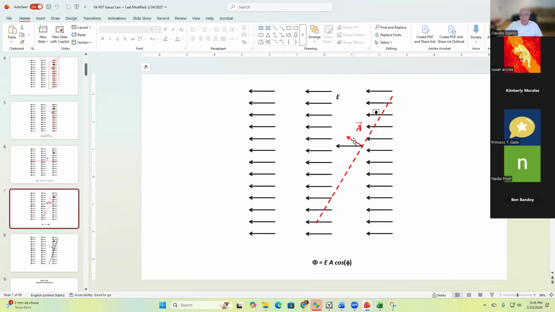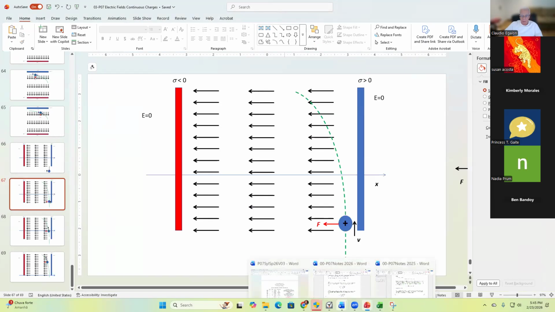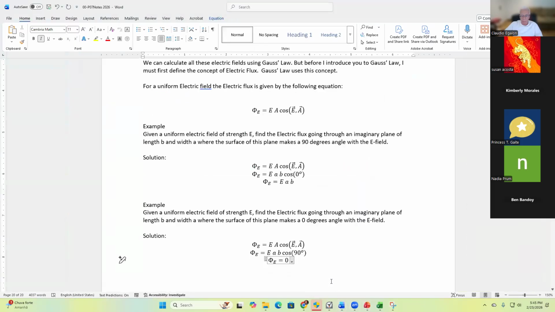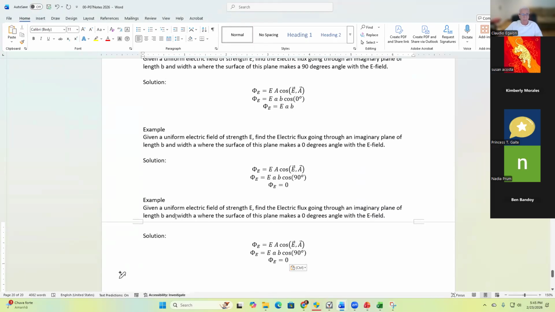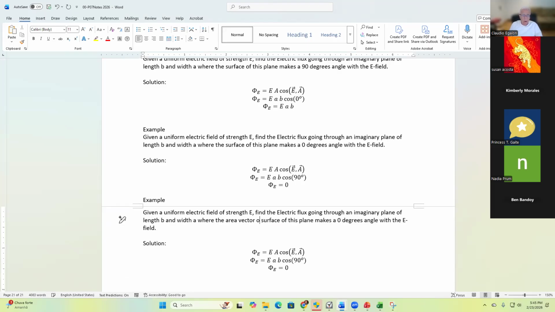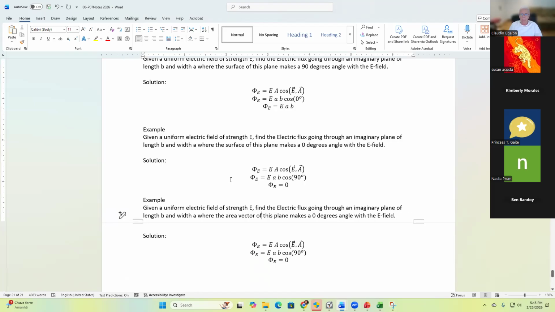Not the plane, but the area vector makes an angle phi with the electric field, right? So another example here. Given a uniform electric field strength A, find the electric flux through an imaginary surface of length B and width A, where not the surface of this plane, but the area vector of this plane makes an angle phi with the electric field.